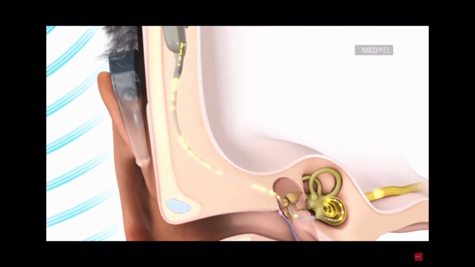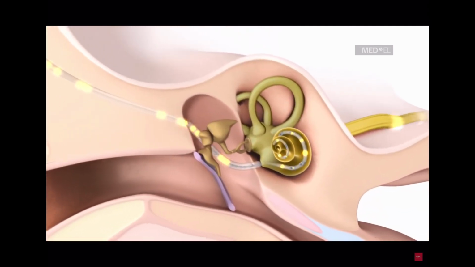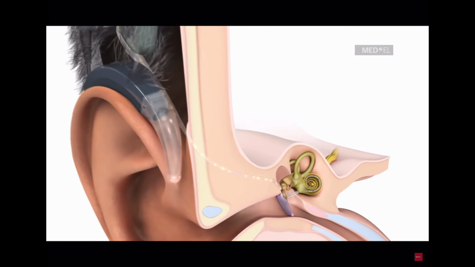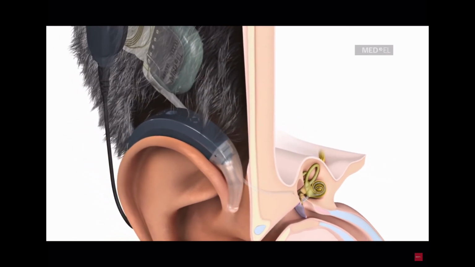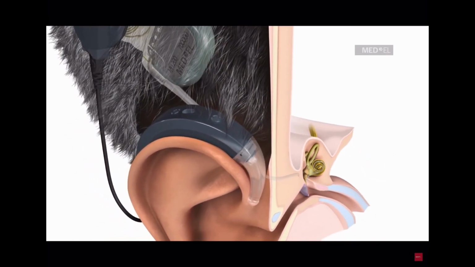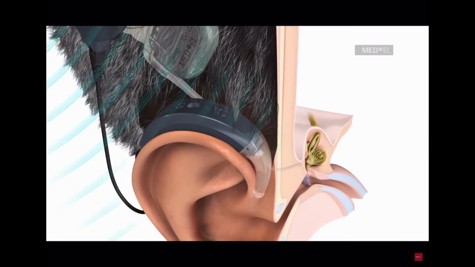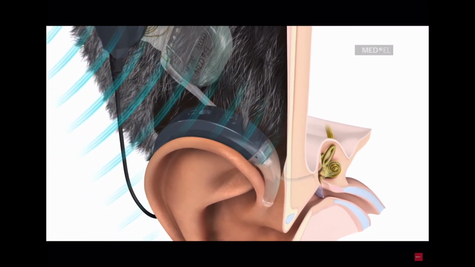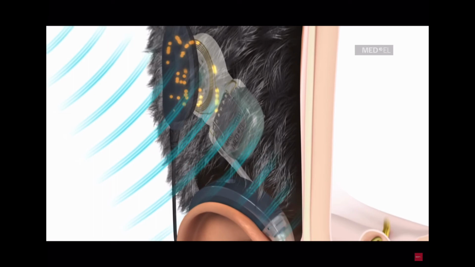A cochlear implant is a good solution because it bypasses the damage and sends auditory signals directly as electrical signals into the auditory nerve. A cochlear implant system consists of an audio processor worn behind the ear and an implant surgically fixed under the skin that permits the insertion of an electrode array into the cochlea.